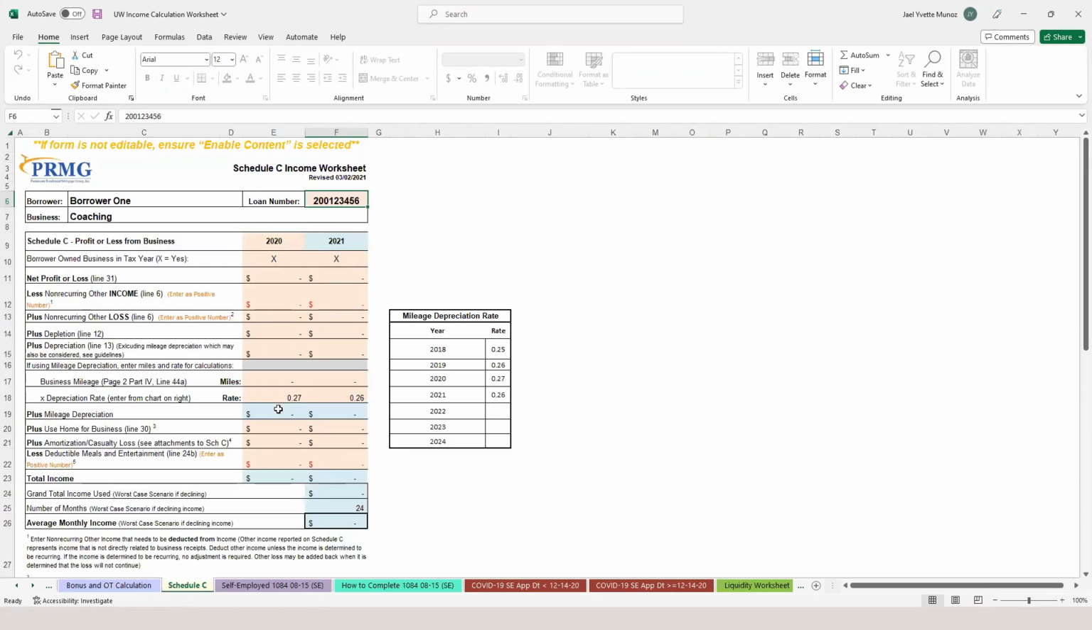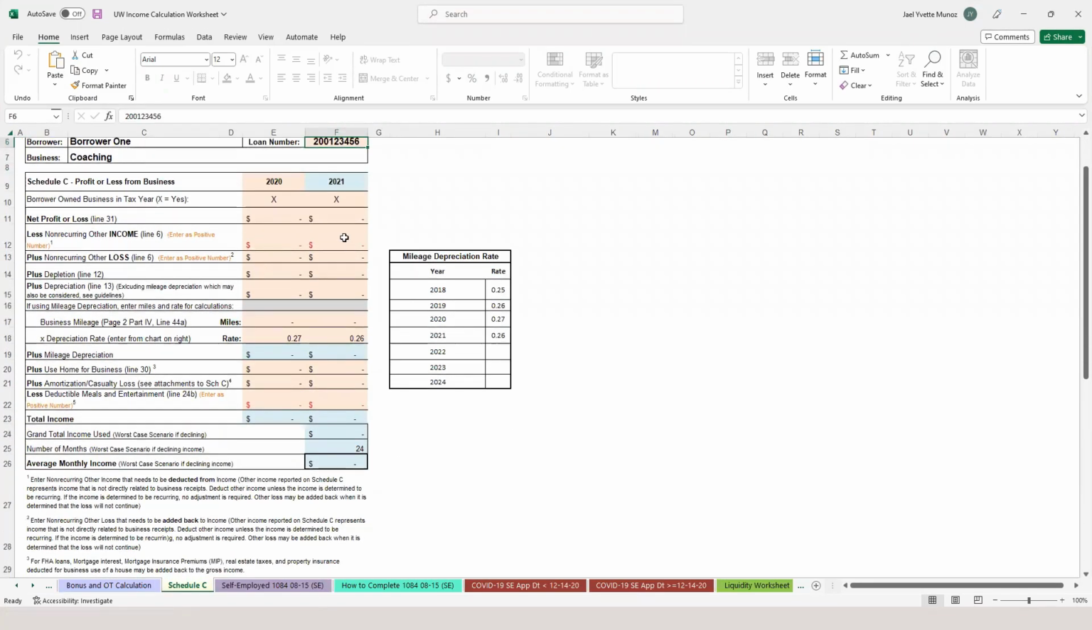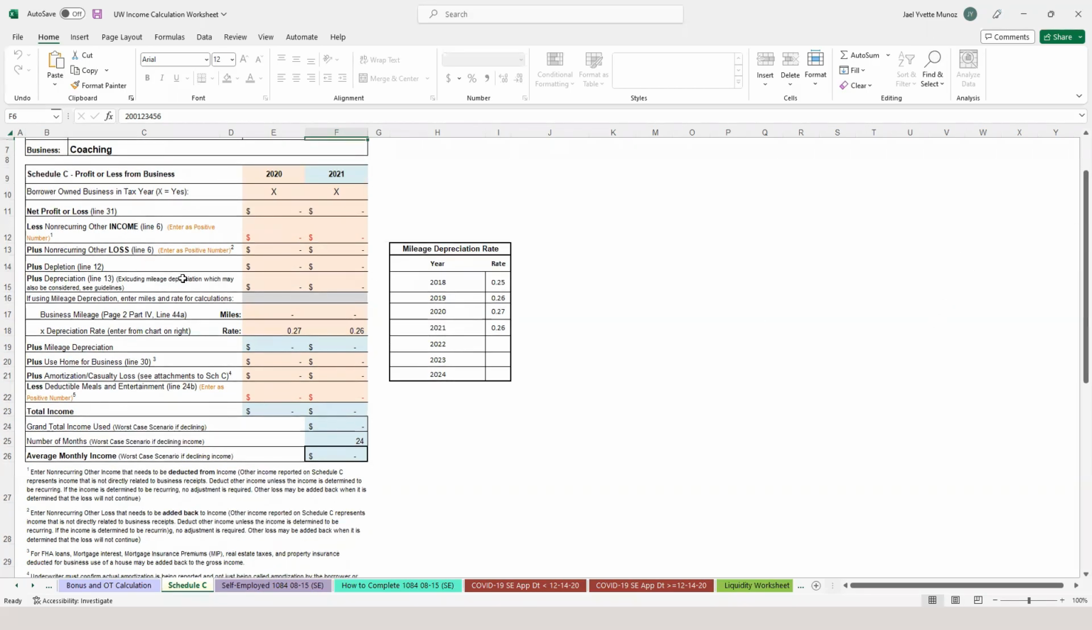The tab here that you're going to have is basically going to be, again, for 2020 it was 27 cents a mile. For 2021, it's 26 cents. I will let you guys know because, of course, this rate always changes. But this is how the calculator looks. And as you can tell, it's going to break down your line items for you.